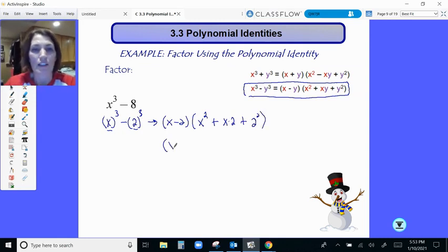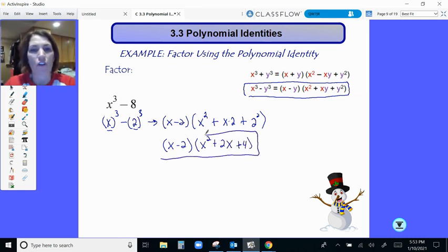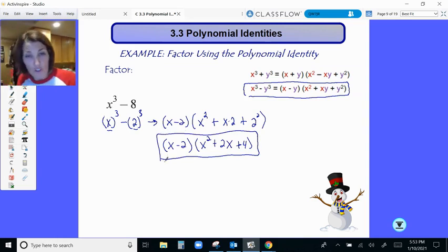So that's going to be x minus 2. We're just going to simplify it: x squared plus 2x plus 4. This is going to become very, very important in learning how to solve polynomials. So you want to make sure you know how to factor a sum of cubes and a difference of cubes. This one happens to be a difference of cubes. Let's try another one.